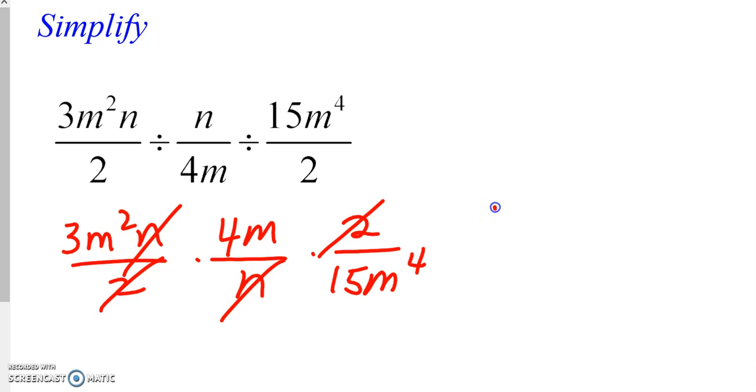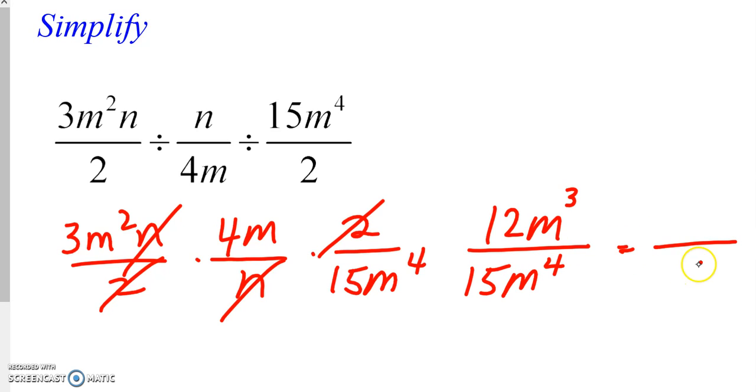Maybe at this point, I see it's a little harder, so I get 12m to the 3rd, 15m to the 4th. That leaves me an extra m on the bottom. Take out a 3, and it's 4/5. So that's okay. Now I'd like you to just practice a couple of these problems on a worksheet. Thank you.